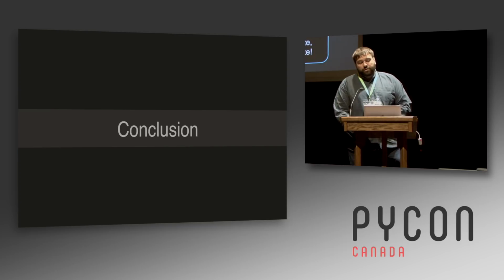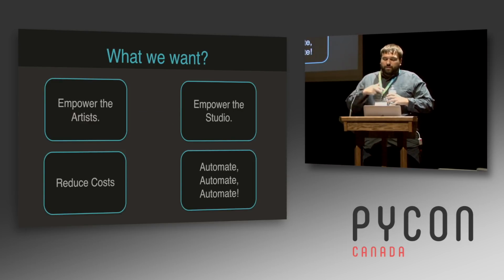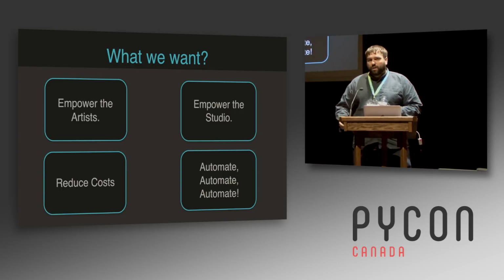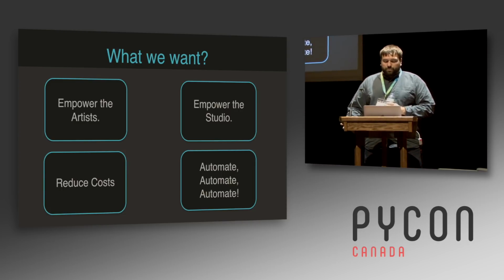So what do we want? We want to empower the artists so they don't have to worry about anything I just said. They should just care about their art and craft. We want to empower the studios to do better predictions. And automation is a key part of all of that.